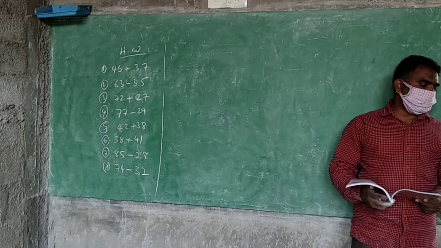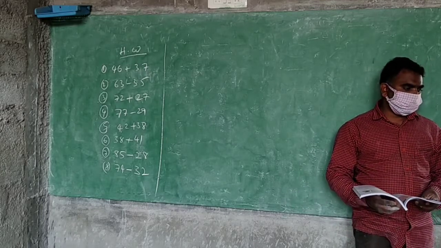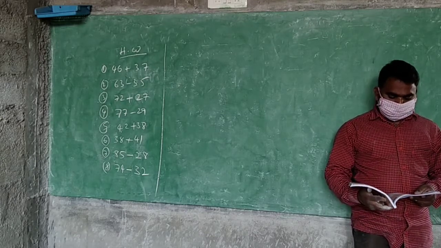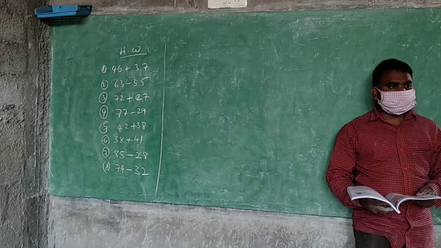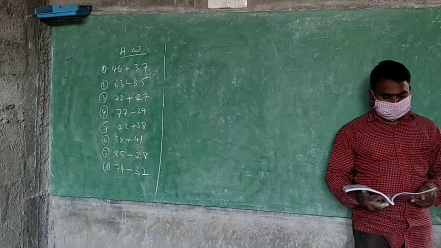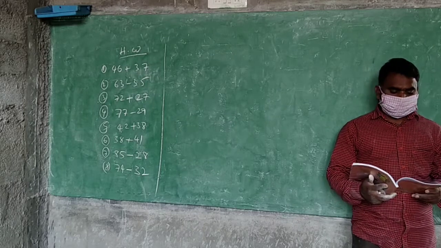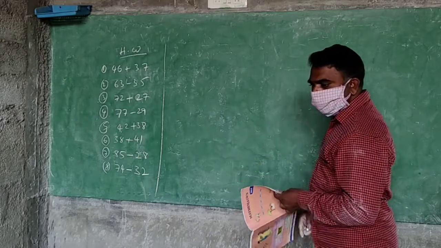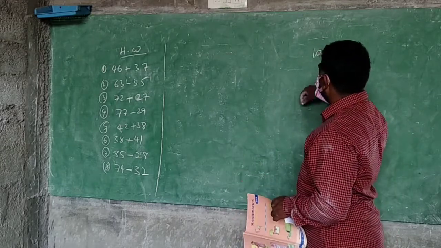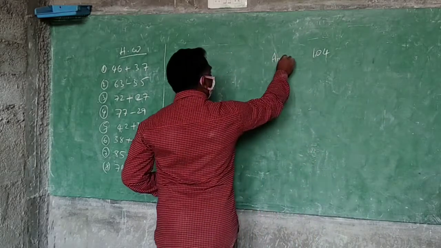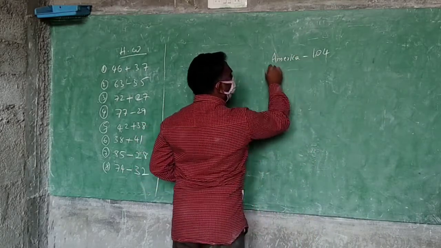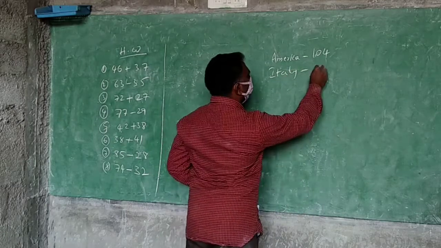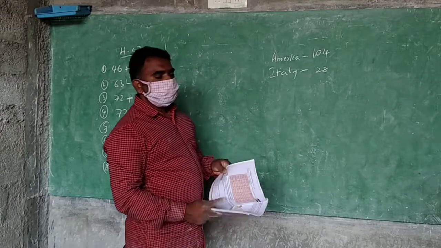I am sending those photos to you. 76 medals, so here you see that. How do you do that? How many medals did America get more than Italy? How many medals were got by America? 104. America got 104. Italy? 28 only? Yes, very less, no? Italy got 28. He is saying America got more than this, no?